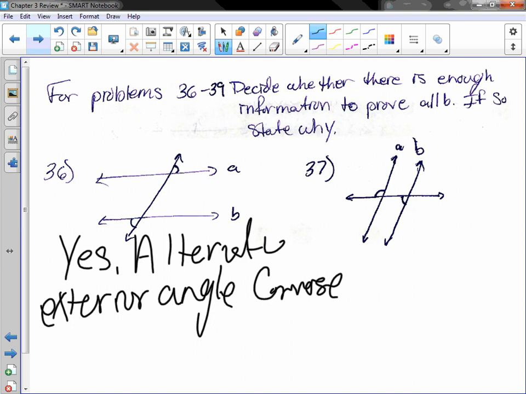Because the alternate exterior angle theorem states that if two lines are parallel and cut by a transversal, then the alternate exterior angles are congruent. That's not what we have here. We're trying to say if they are parallel. And the alternate exterior angle converse says that if two lines are cut by a transversal and their alternate exterior angles are congruent, then the lines are parallel. That's what we're really using for these here.